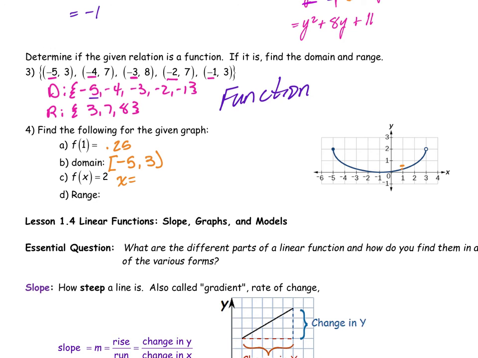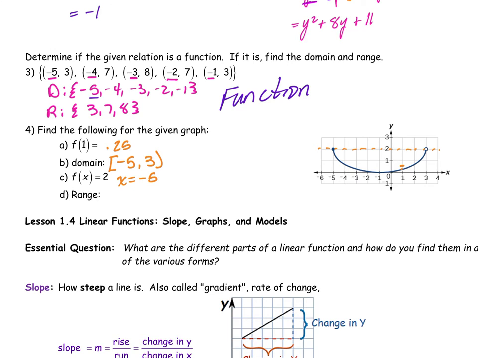Remember this is y equals 2. So y equals 2 is here. What value is x? Negative 5. Why is it not 3? Because there's not a point there. It's an open circle, so therefore it's not 3.